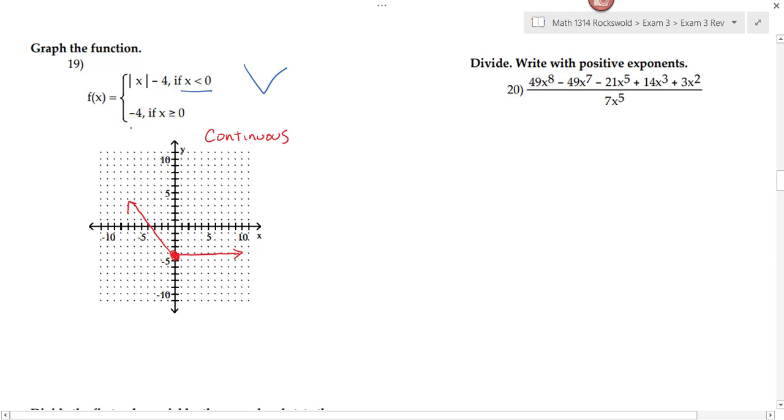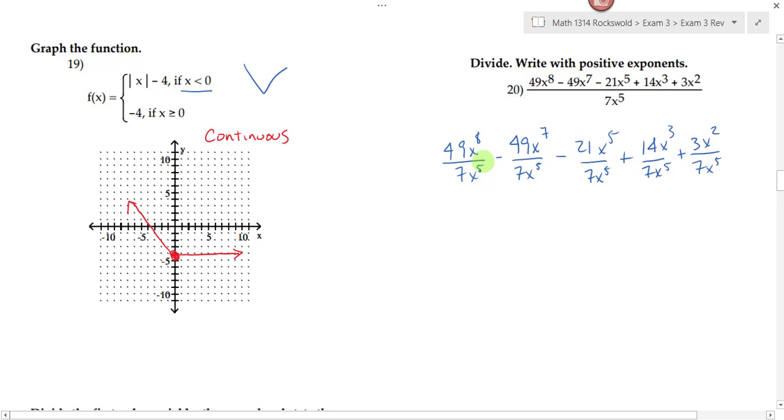On number 20, we're asked to divide and write our answer with positive exponents. We're dividing a polynomial by a monomial. Whenever you do that, all you do is distribute that denominator and divide it across each term. So I could rewrite this as 49x to the 8th divided by 7x to the 5th minus 49x to the 7th divided by 7x to the 5th minus 21x to the 5th divided by 7x to the 5th plus 14x cubed divided by 7x to the 5th plus 14 plus 3x squared divided by 7x to the 5th.